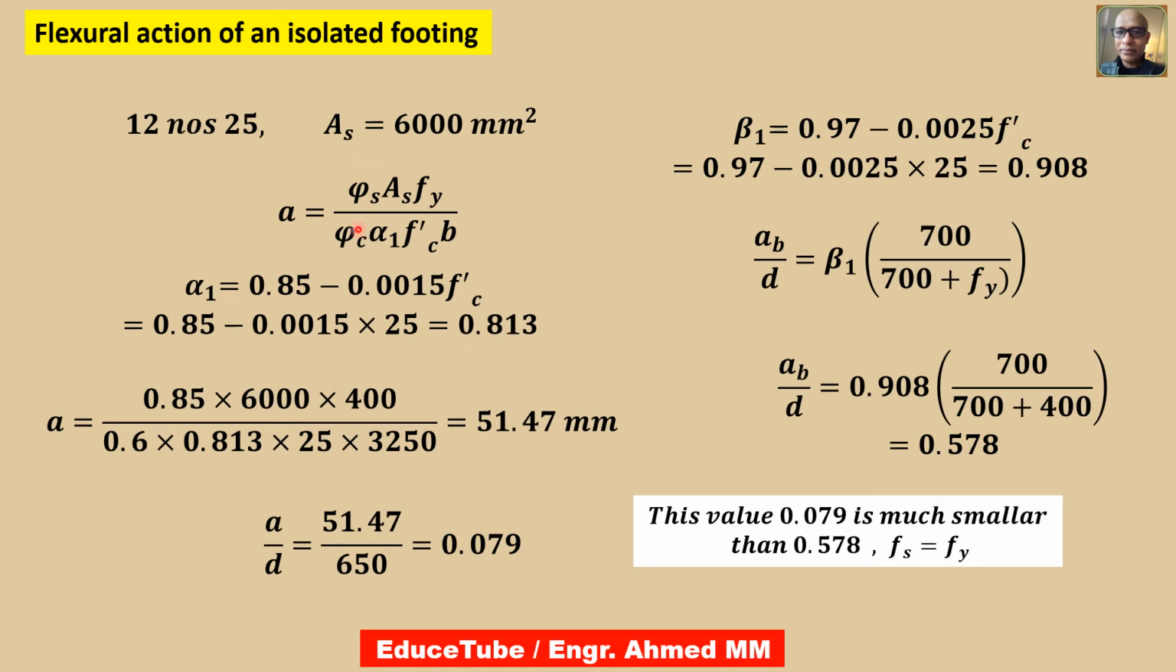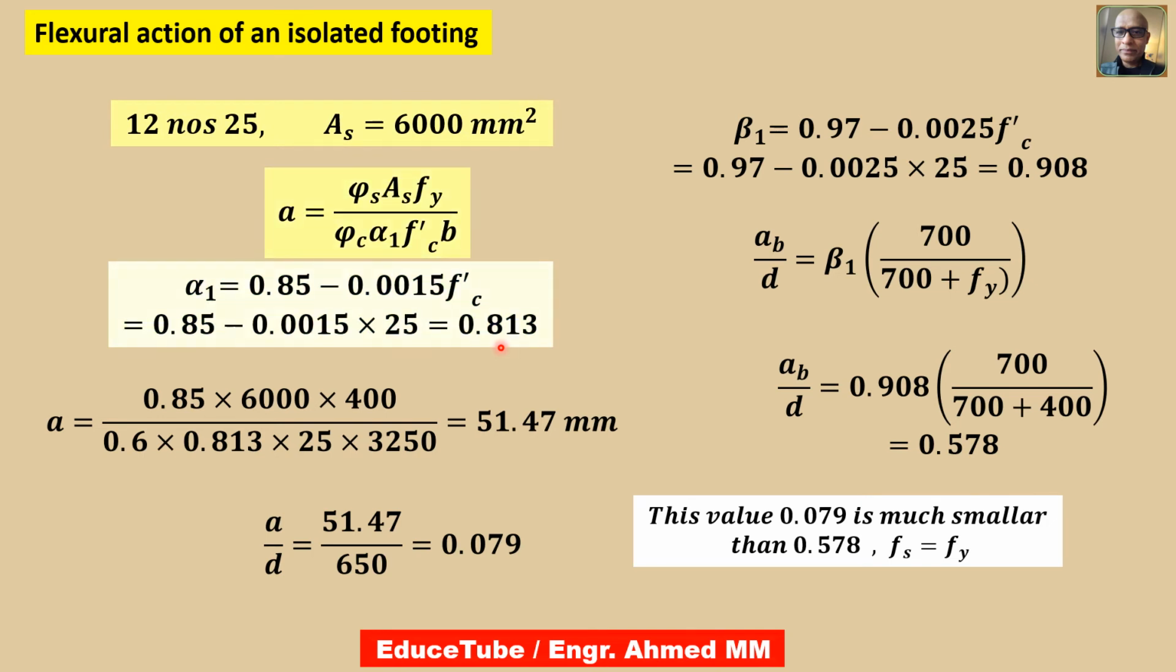So phi s, phi c we know, 0.85 and 0.6. As we already got here, 6000. Fy you know, 400. This alpha 1 we got 0.813. So here we found it first. Then we use this formula. Now we are putting all these values. So it's very clear now.